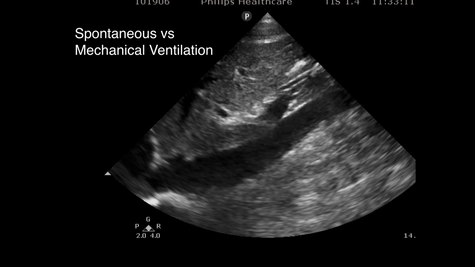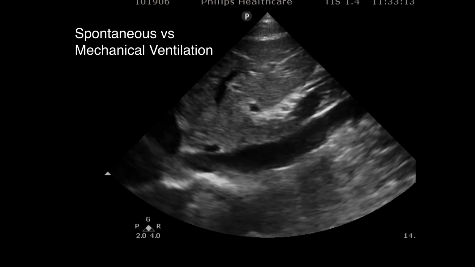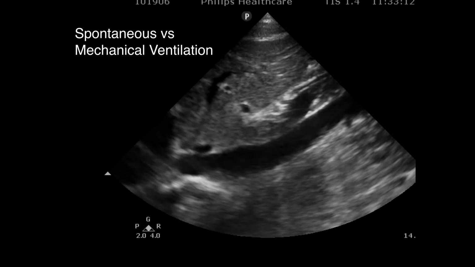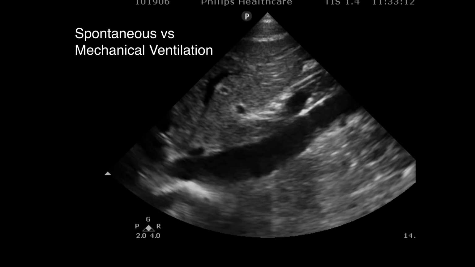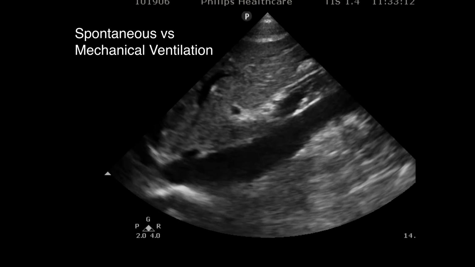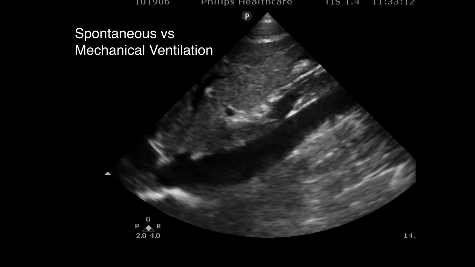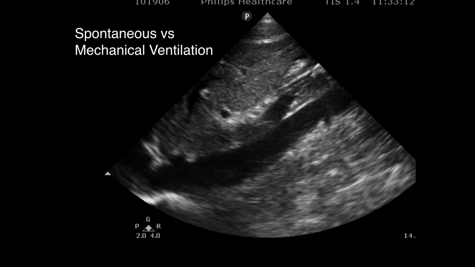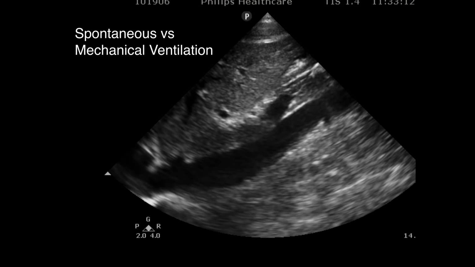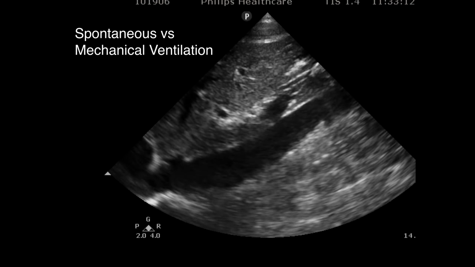And I'm going to go back to that one slide. What you're really looking for with the IVC is, is it collapsible or not? If it's more than 50% collapsible, you know the right atrial pressures are low. If their IVC is less than 50% collapsible, then you know the right atrial pressures are more than 10.